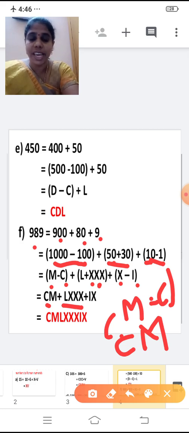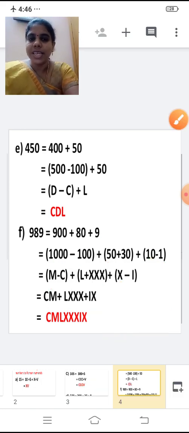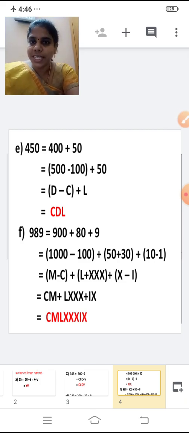LXXX plus X minus I. Same, I has to be placed in front, as that is a smaller symbol. So IX. Now add all together. CM LXXX IX. See, the Roman numeral for 989 is CM LXXX IX.